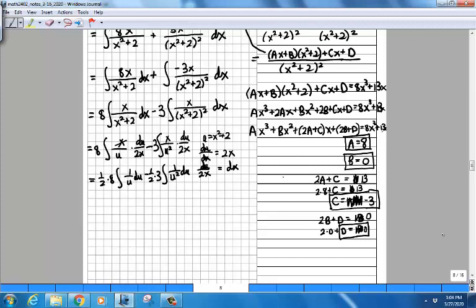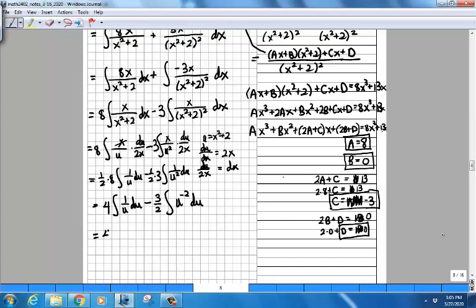Okay? Well, of course, 1/2 times 8 is 4, right? So we have 4 times the integral of 1 over u du that we want to integrate, minus, here I have 1/2 times 3, so that's minus 3/2. And this 1 over u squared, I'm going to write that as u to the minus 2 power, because I'm going to integrate that using the anti-power rule, correct? All right, so how does 1 over u integrate?